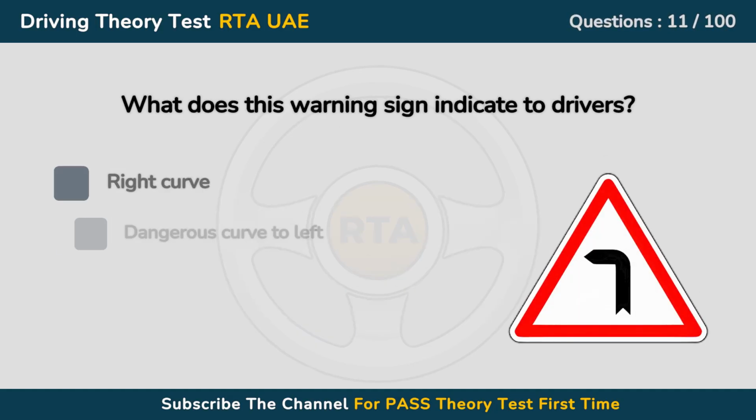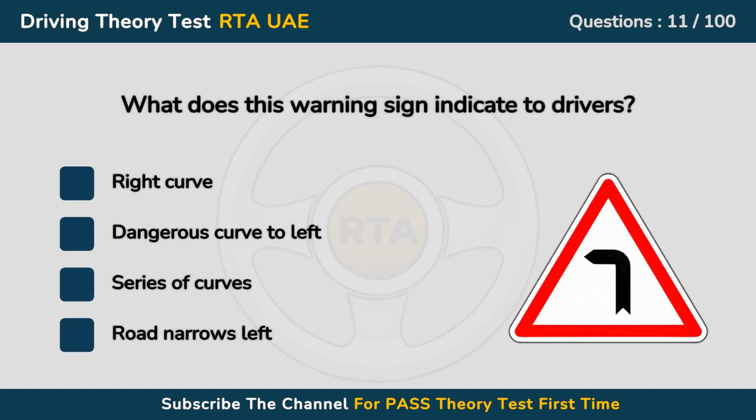Question 11. What does this warning sign indicate to drivers? A. Right curve. B. Dangerous curve to left. C. Series of curves. D. Road narrows left.